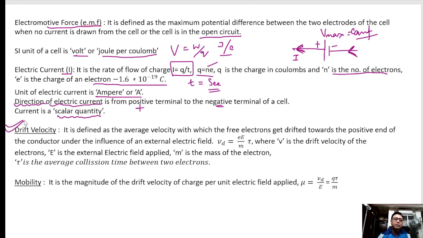Next comes drift velocity. What is drift velocity? It is the average velocity of the free electrons which get drifted towards the positive end of the conductor under the influence of an external field. For example, here is an external field we have given. Suppose this is a conductor.